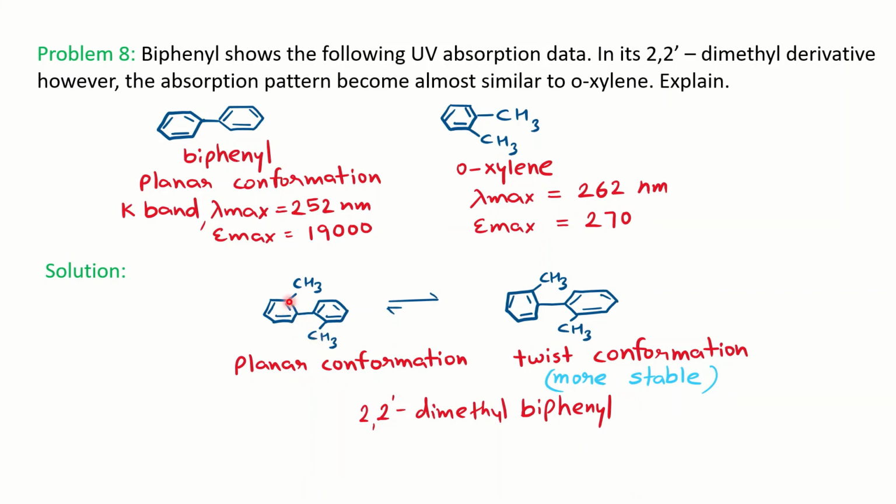The 2,2-dimethyl derivative means the two methyls are present at the ortho positions, and both are on the opposite side, because if you place them on the same side, steric crowding will be there and the structure won't be stable. It has to twist or rotate the ring along this sigma bond and go to the other side. In a planar conformation, if the two rings are in the same plane, the methyl groups will cause steric crowding three-dimensionally, if you notice. So the structure will be slightly twisted.